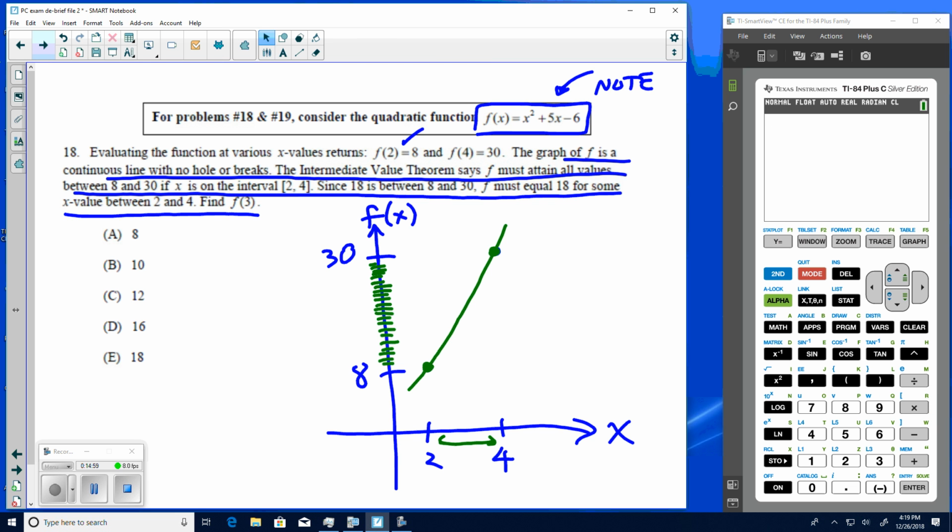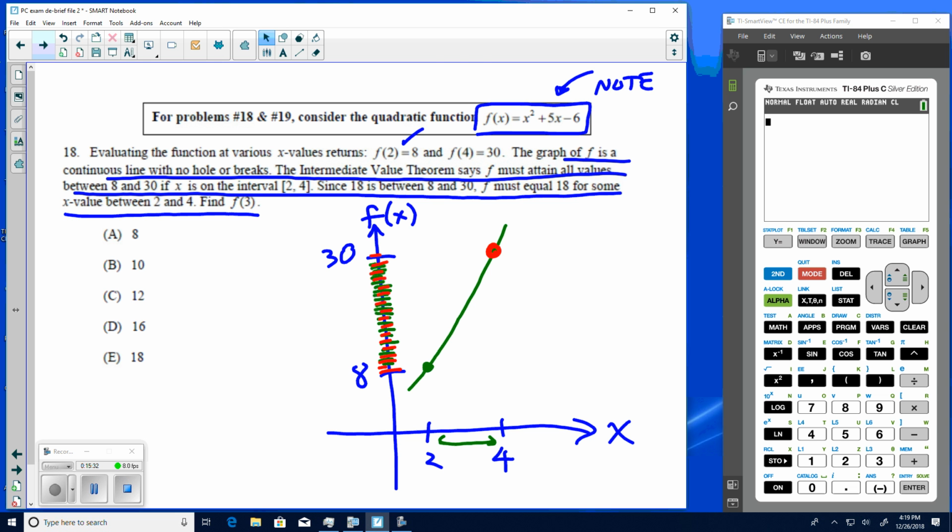If you think of the moving dot idea, so here's the dot. If the dot is at this location, and as x goes from 2 to 4, this dot's going to run up the line. Because there's no breaks or holes, the y-coordinates have to be all of the numbers between 8 and 30, all the intermediate values. That's why this is called the intermediate value theorem. Sure enough, as the dot goes up, all those y values are achieved. Okay, fine. Then it says, find f of 3.